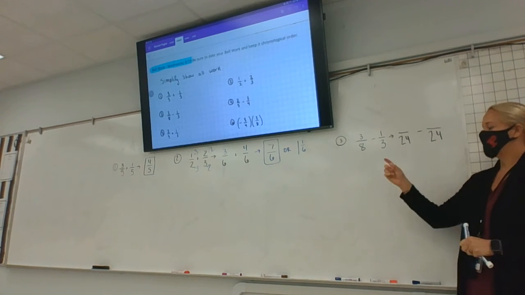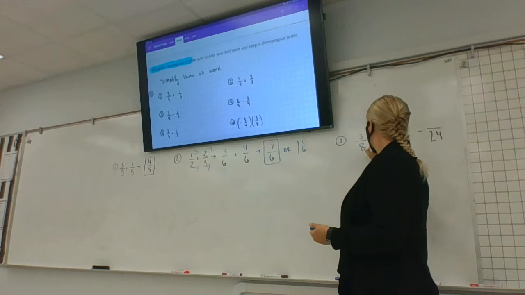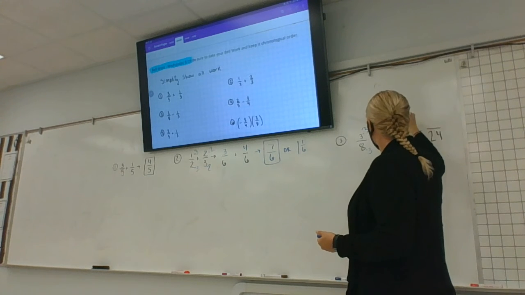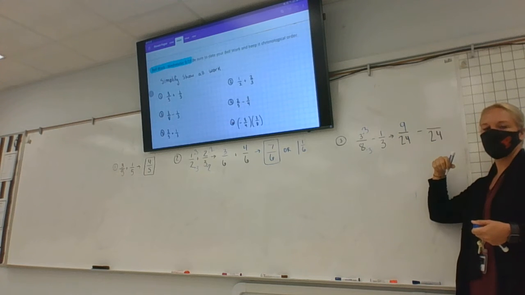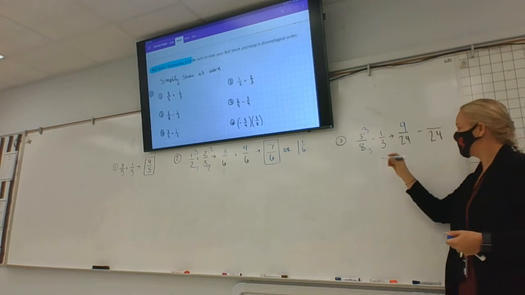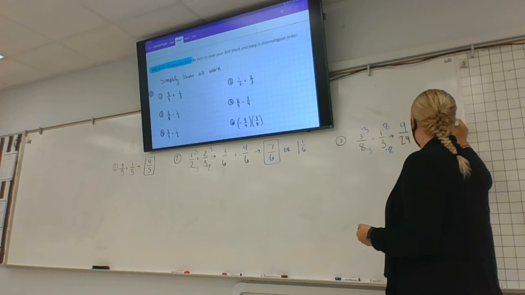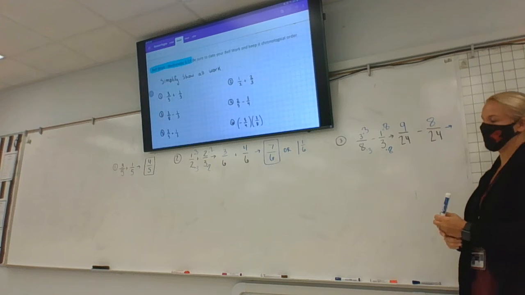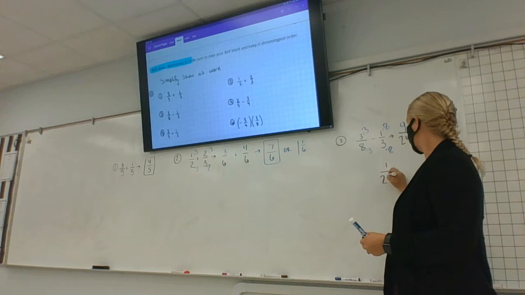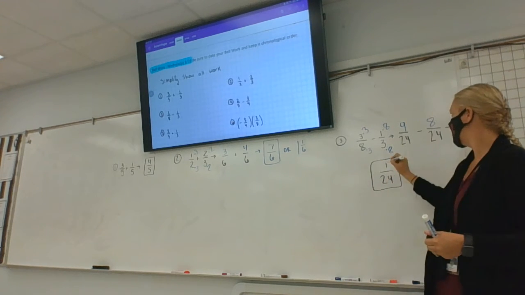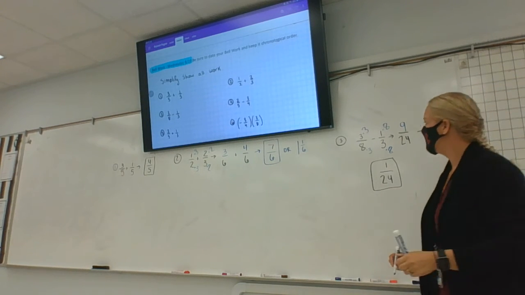All right, so how many times does 8 go into 24? 3. So I'm going to multiply 3 to the top and bottom. And how many times does 3 go into 24? 8. So I'll multiply 8 to the top and bottom. Oh, good. At least it's a nice subtraction. 9 minus 8. 1 over 24. Who got it right? Okay, very good. Very good, you guys.